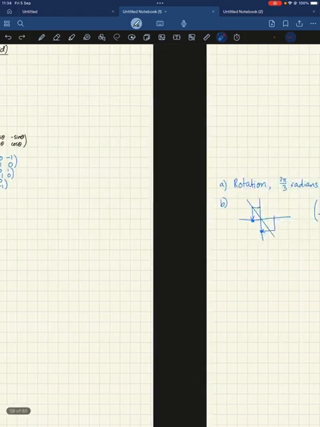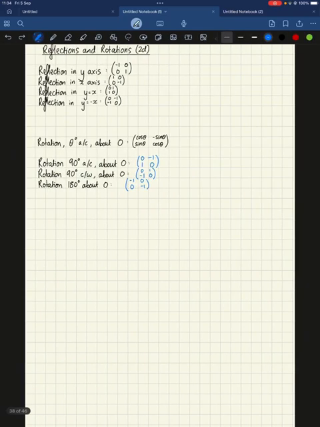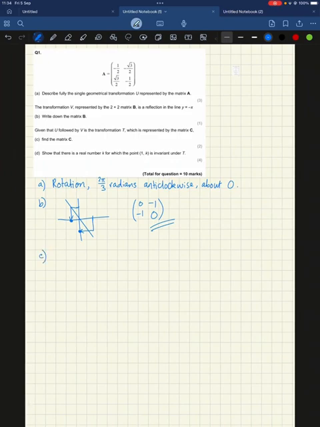Right, now the next question was this one. This was from the last video on 2D rotations, so part C. Given that U followed by V is a transformation T, which is represented by the matrix C, find the matrix C. Right, so U followed by V, so V is represented by a matrix B, and we found matrix B was this over here.